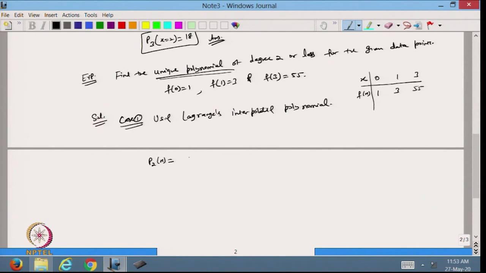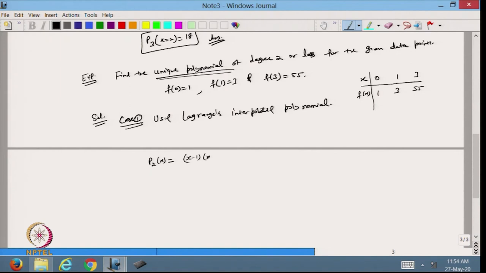Now, I will write from here the expression. So, it is x minus 1, x minus 3 divided by 0 minus 1 and 0 minus 3 into 1 plus x minus 0, x minus 3, 1 minus 0 and 1 minus 3 into 3 plus x minus 0, x minus 1, that is 3 minus 0 and 3 minus 1 into 55.